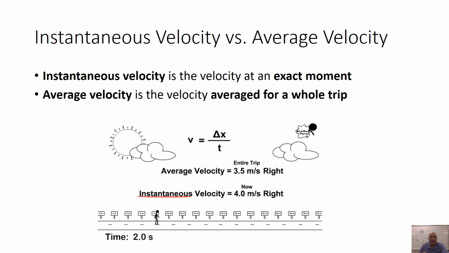Well, that's the velocity at that moment, whereas average velocity is going to be different. For average velocity, you take the entire distance traveled, you take the entire time traveled, and you put the entire displacement that he went over the entire time. And so notice how that average velocity doesn't change, no matter how much he stops or goes. It's the entire trip.